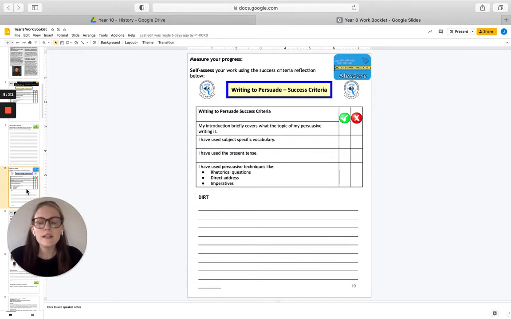Now, you're going to self-assess your work this time, and self-assess just means you have a look at yourself against the success criteria and you tell me whether or not you think you've done that.